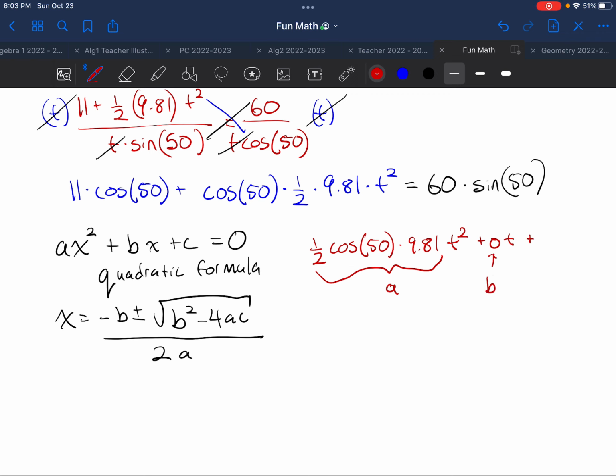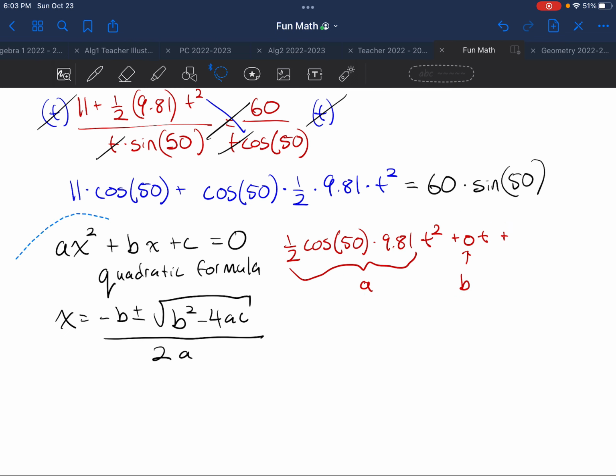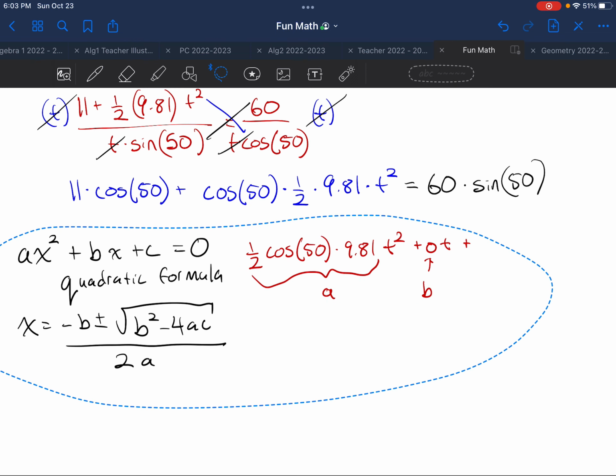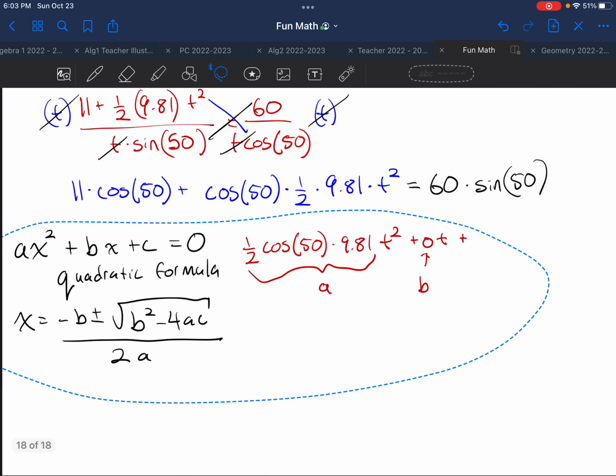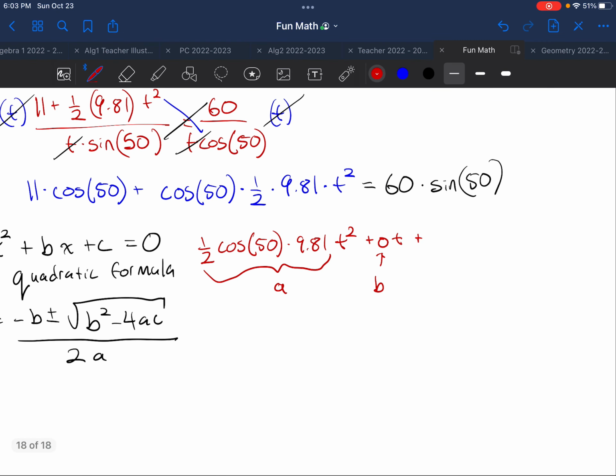And then finally plus, I'm always running out of room. Maybe I can just write smaller. This is not as much room as I had. All right, so plus, here we go. It's going to be 11 cosine of 50 minus, I have to move this 60 to the other side, so I'm subtracting that from both sides. So I'm subtracting the 60 sine of 50. And that entire gross term is going to be my c.